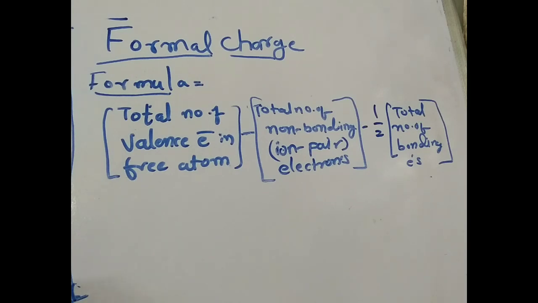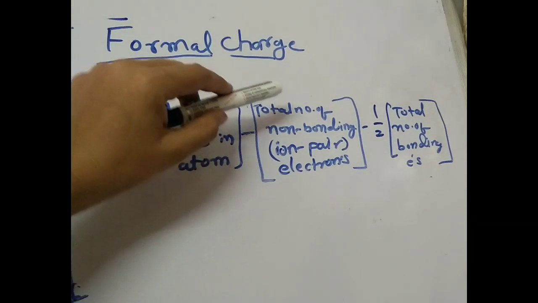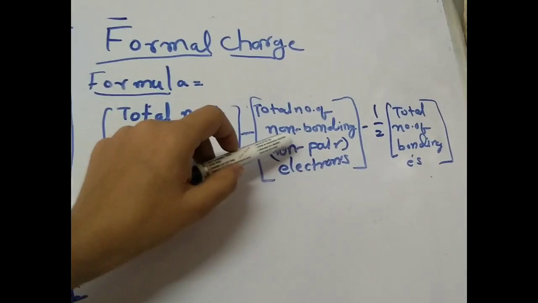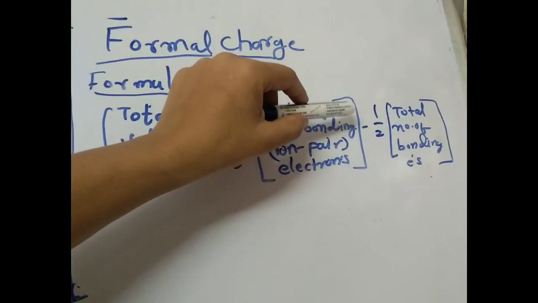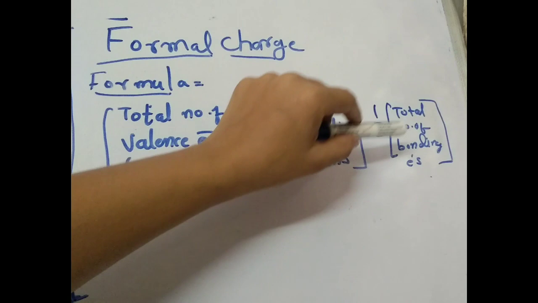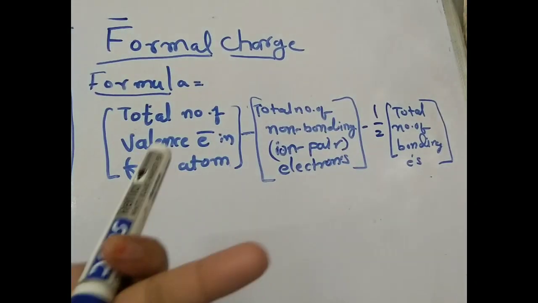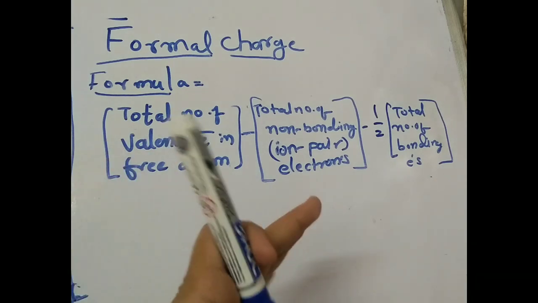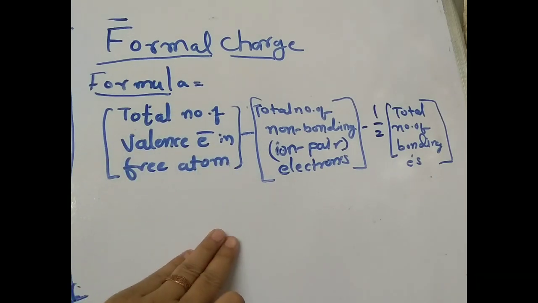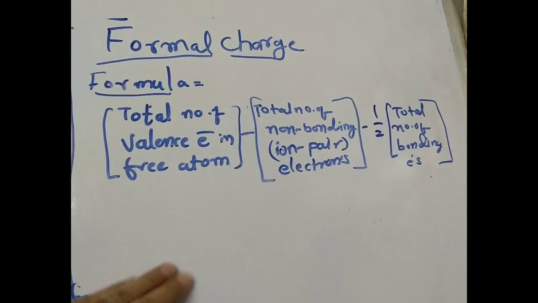Okay, so the formula for formal charge is the total number of electrons in the free atom minus the total number of non-bonding electrons. Non-bonding means the lone pair of electrons, and minus half of the total number of bonding electrons. मतलब कितने bonding electron हैं उसको हम हाफ करके इस फॉर्मूले में सब्स्टिट्यूट करके फॉर्मल चार्ज निकाल सकते हैं. So, the examples.